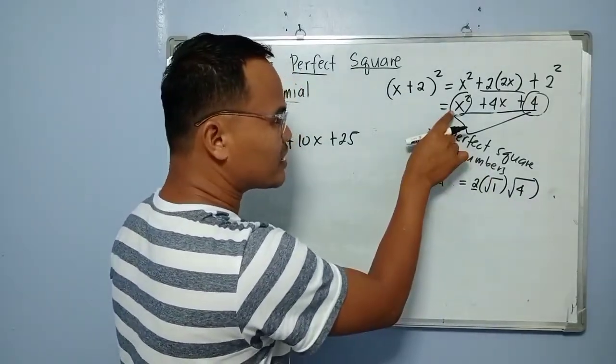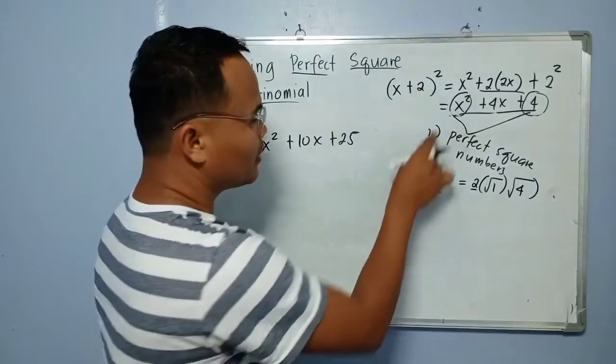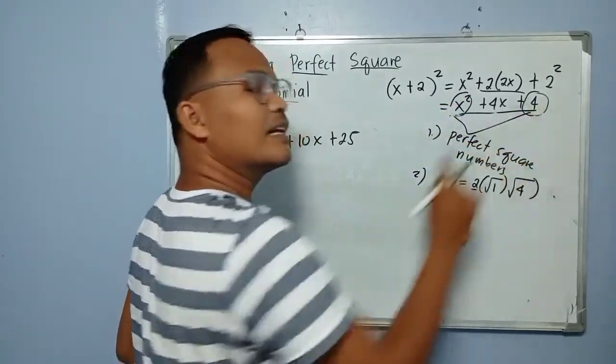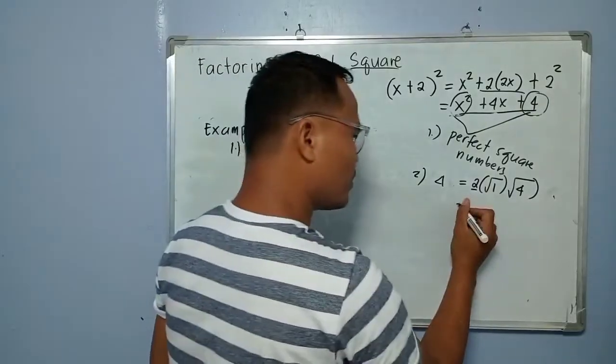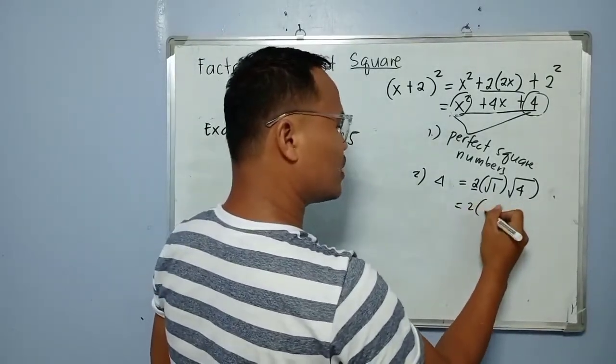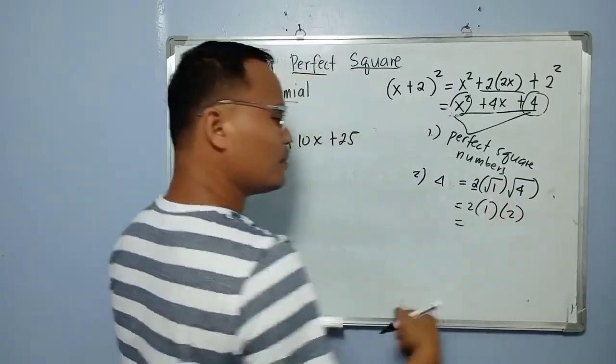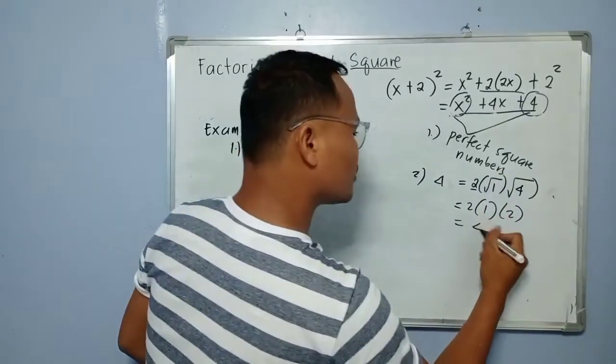1 is the coefficient of our first term. Coefficient of x squared is 1. Where is 4? That is our third term. So if you simplify, what is the square root of 1? The square root of 1 is 1. Square root of 4, that's 2. If you multiply these three numbers, the result is 4.